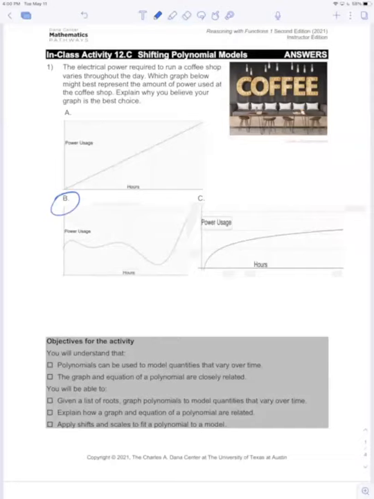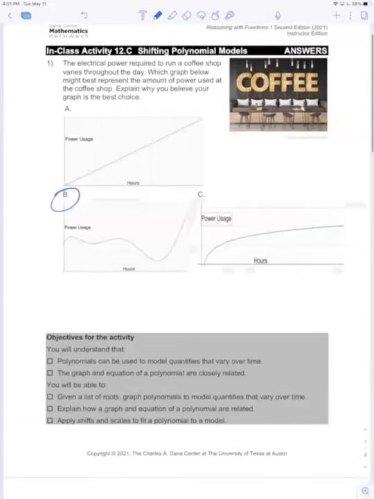Objectives for the activity. You will understand that polynomials can be used to model quantities that vary over time. The graph and equation of a polynomial are closely related. You will be able to, given a list of roots, graph polynomials to model quantities that vary over time. Explain how a graph and equation of a polynomial are related. Apply shifts and scales to fit a polynomial to a model.